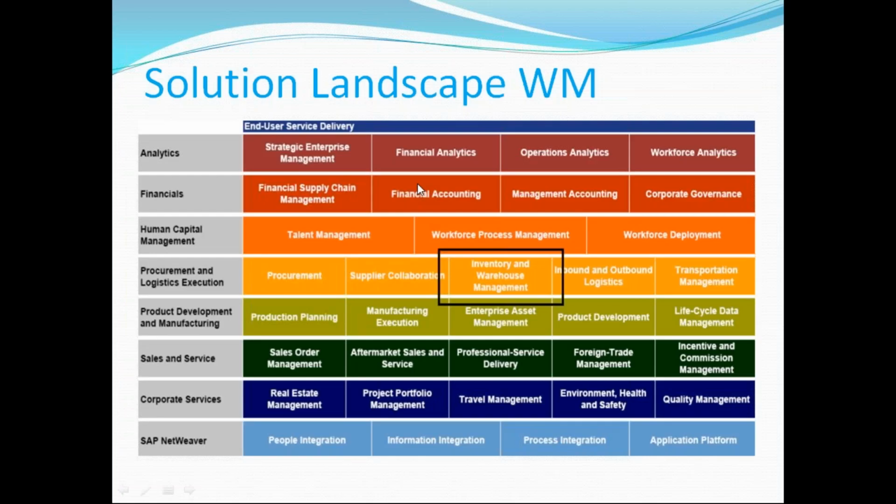Moving on to the solution landscape of SAP WM system. This picture mainly explains the solution architecture of SAP R3 system. Here R means real time. That means there is a three-level architecture in SAP. First comes your presentation layer, then your application layer, then your database layer.